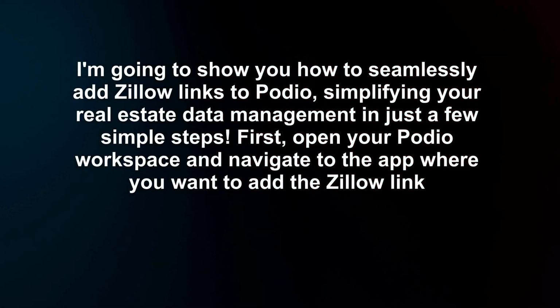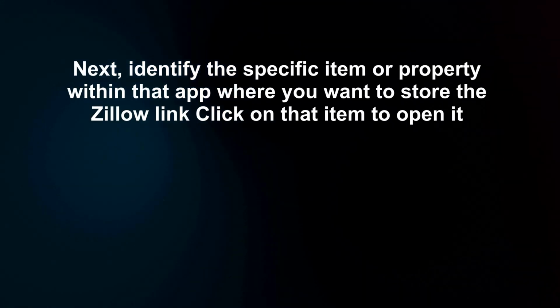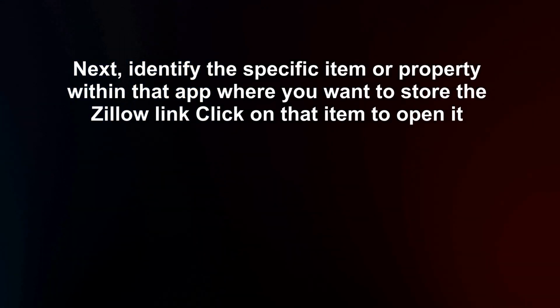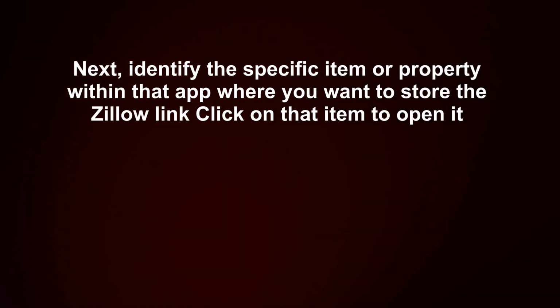First, open your Podio workspace and navigate to the app where you want to add the Zillow link. Next, identify the specific item or property within that app where you want to store the Zillow link. Click on that item to open it.